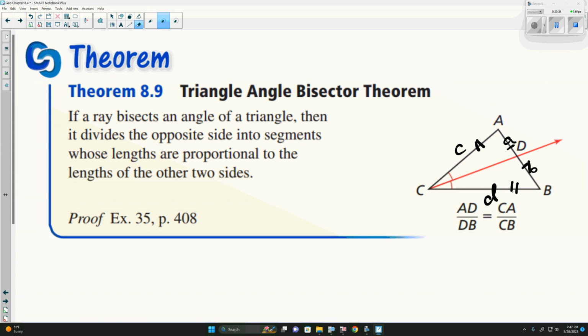So we're saying A over B is going to be the same as C over D. AB, AD, yeah, AD, DB. You're good. And then CA over CB. Now, if we'd have written it the other way and said BD over DA, we would just flip both.